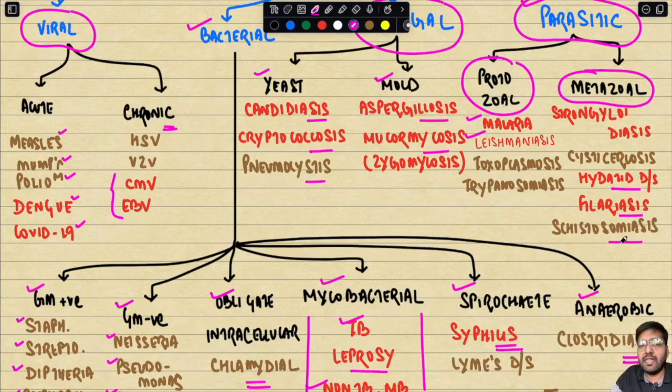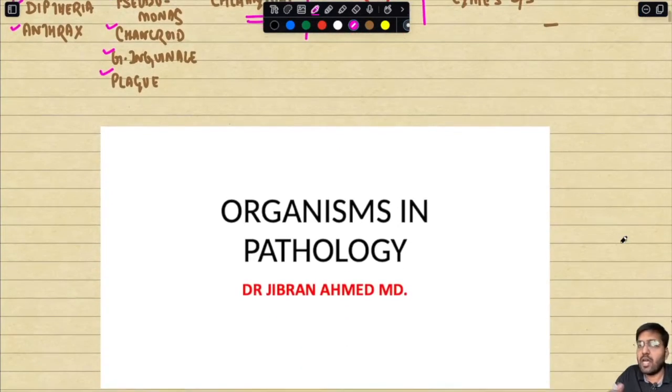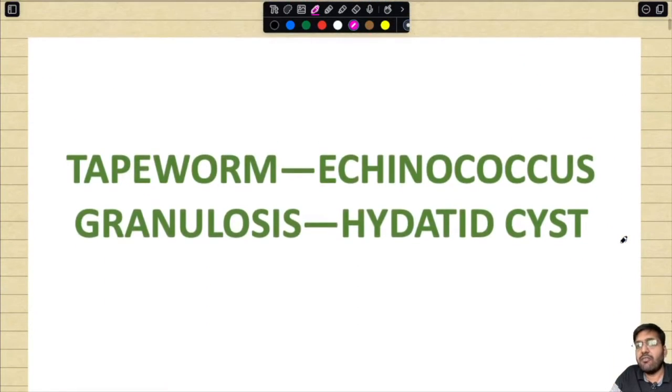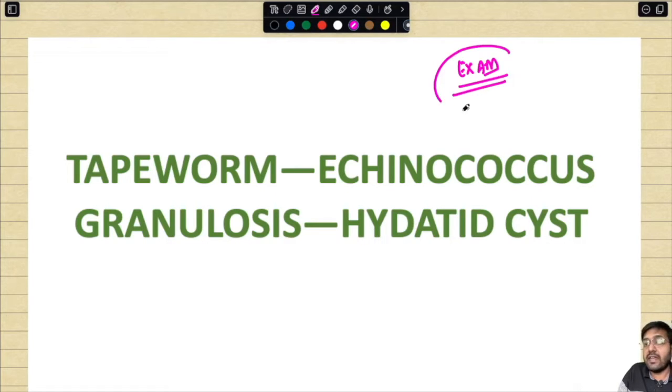Again, I am repeating, the ones that I have highlighted in red are the ones that we will discuss because they are important from your exam point of view. So let us begin today's topic of discussion without wasting any time. The first very important exam topic that we are going to discuss is hydatid cyst. It is a tapeworm, Echinococcus granulosus, the causative agent causing hydatid cyst.